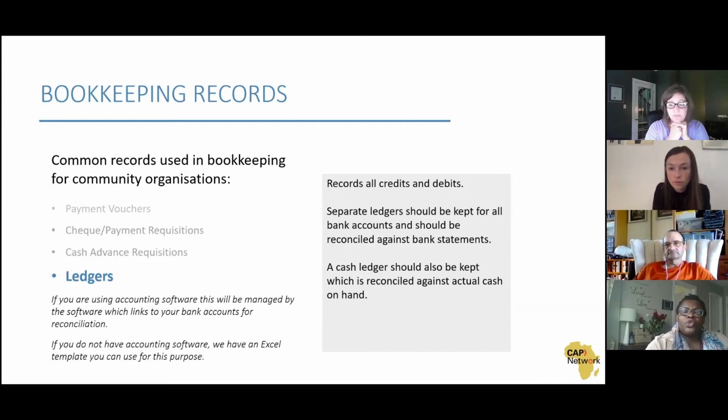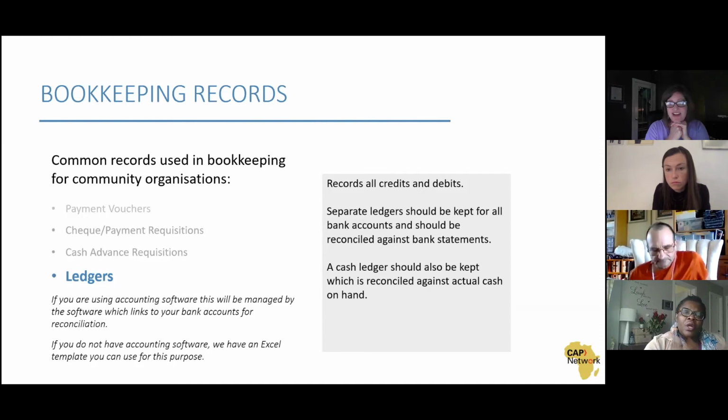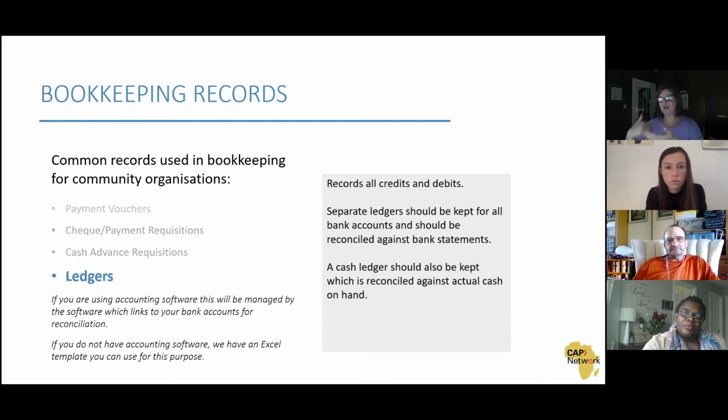So do we have two different ledgers then? Like how does that look? At the very least, you'll have two. So at the very least, you should have a bank ledger and a cash ledger, assuming you are using cash in your day-to-day spending. Okay.